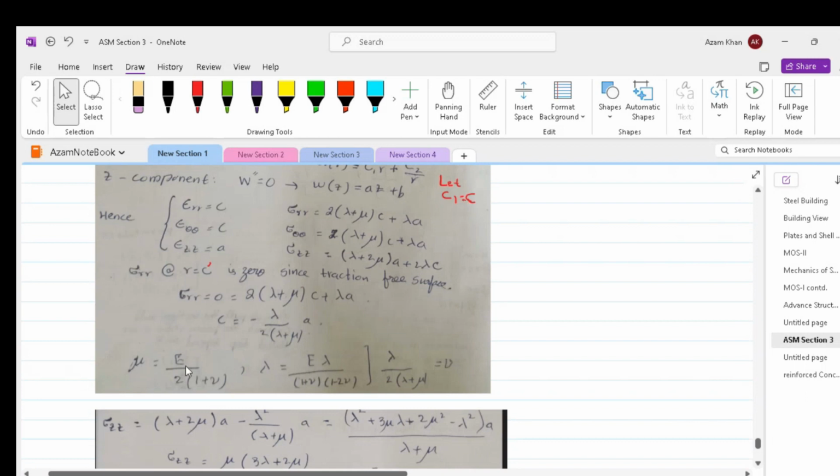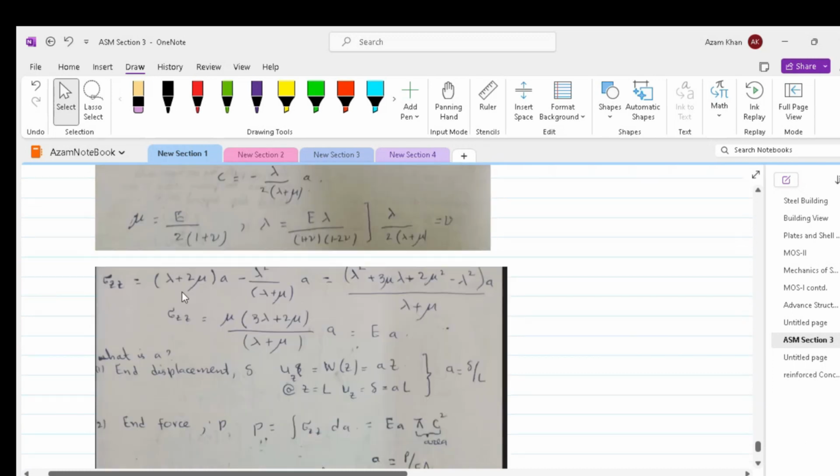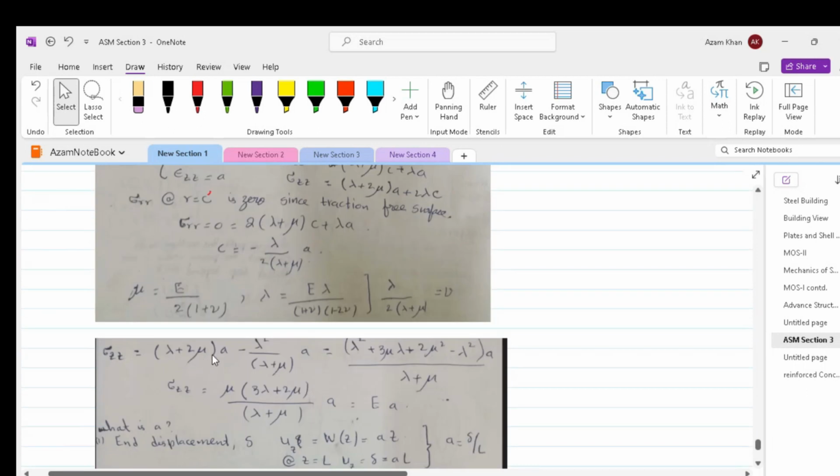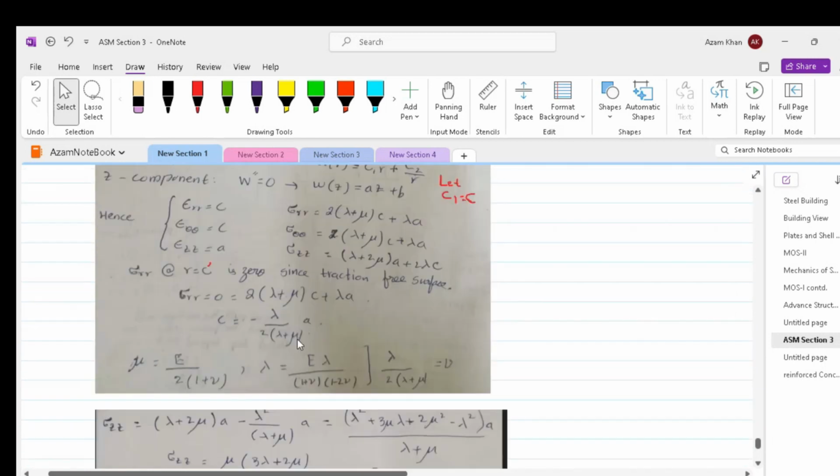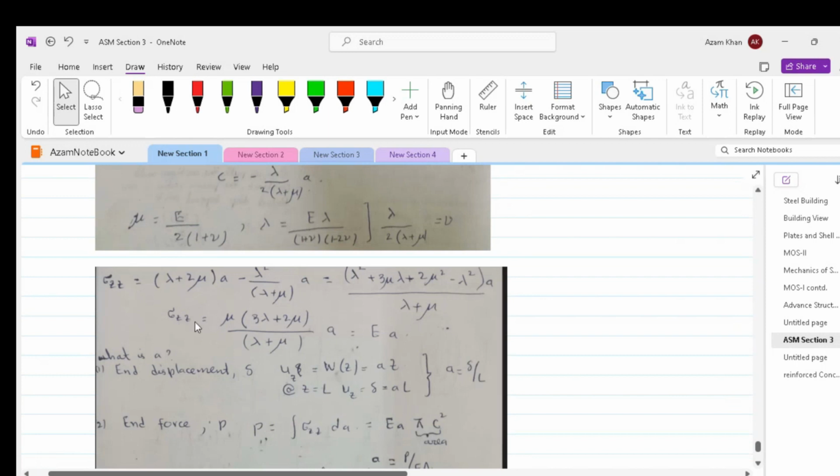We know from our previous discussion that mu is E by 2 (1 plus nu), and lambda is E nu by (1 plus nu)(1 minus 2 nu). So sigma zz in the end will come out to be (lambda plus 2 mu) times A minus lambda square by (lambda plus mu) times A. Hence, the value of c is plugged into sigma zz, and we get sigma zz equal to mu (3 lambda plus 2 mu) divided by (lambda plus mu) times A, or we call this modulus of elasticity E times A. Now the only constant left is A, and again A is dependent on boundary conditions.